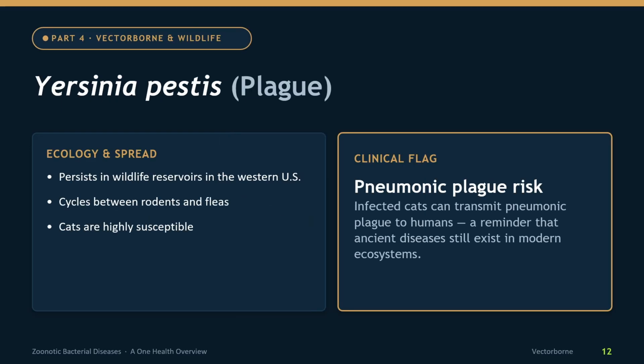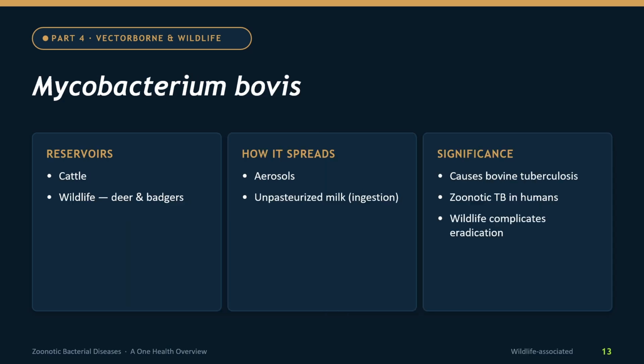Yersinia pestis is still present in wildlife reservoirs in the western U.S. Cats are highly susceptible and can transmit pneumonic plague to humans. This is a reminder that ancient diseases still exist in modern ecosystems. Mycobacterium bovis causes bovine tuberculosis and can infect humans through aerosols or unpasteurized milk. Wildlife reservoirs, like deer and badgers, complicate eradication efforts.